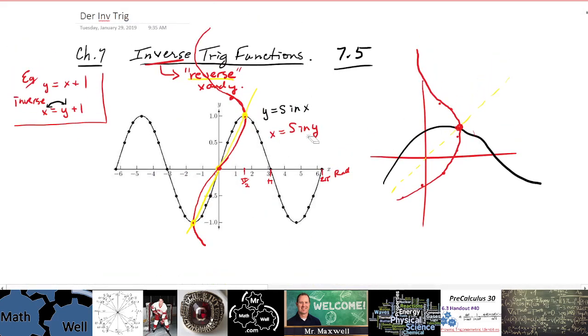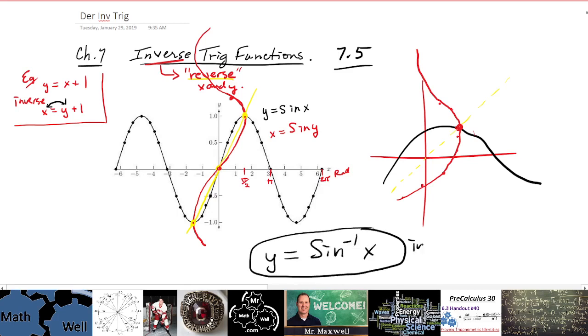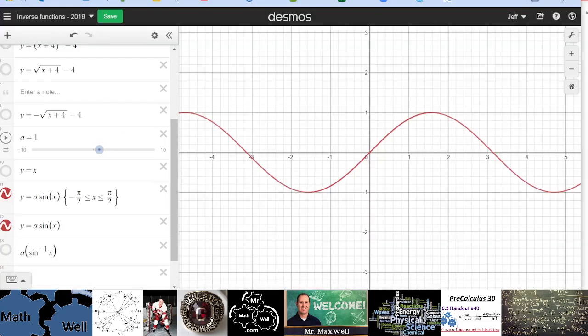So look on this, these are notes from class today. y equals sine x would be the black graph, and x equals sine y would be how you would express the inverse graph. Now if you didn't want x over here by itself, but you wanted to solve for y, that's when you write it y equals sine to the negative 1 of x, and this is the inverse.